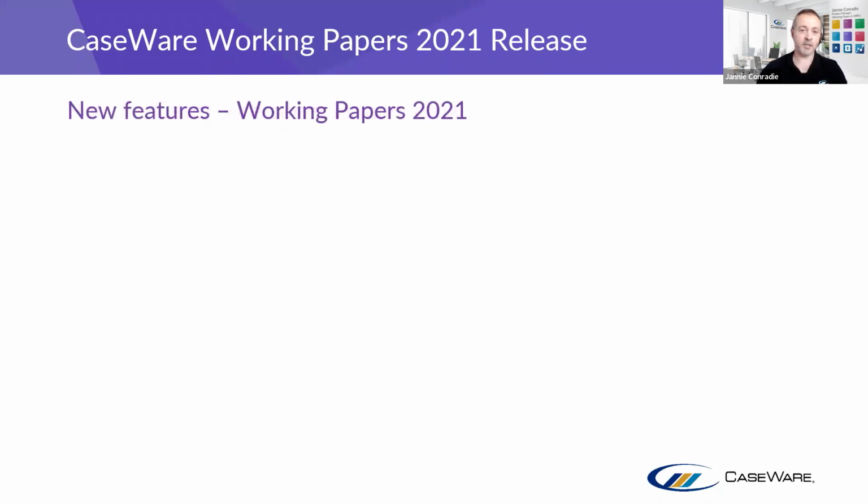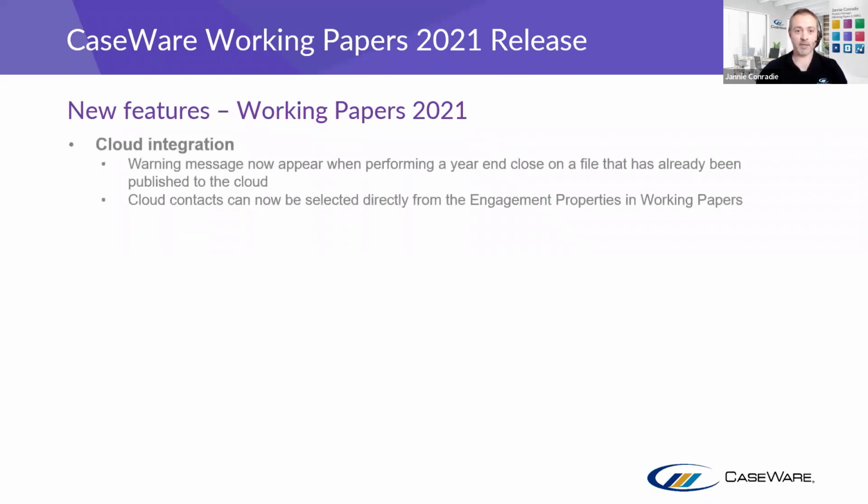Okay, new features for Working Papers 21. I have to say before we start on this, there is not a lot of new things coming into Working Papers. For Working Papers 20 and 21, I got the feeling that they are focusing more on integration, cloud integration. So they are prepping Working Papers to become more of a hybrid and a step towards the cloud. So let's have a quick look at what they've done.